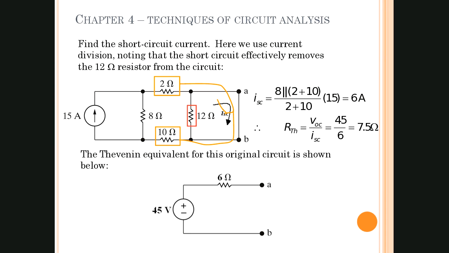And now remember that we have a node over here, an essential node and another essential node. And so now I have this 8 ohm resistor in parallel with this combination of the 2 and the 10, by just simply using this technique of shorting the output, thereby eliminating the 12 ohm resistor. And so when we do that, we can actually use the parallel resistance formula to get the equivalent resistance.